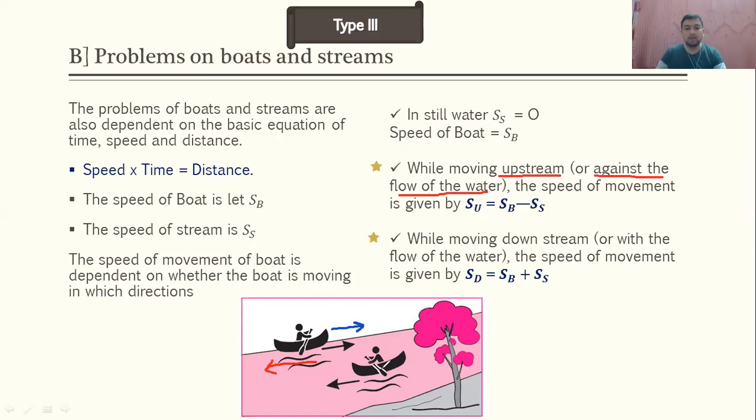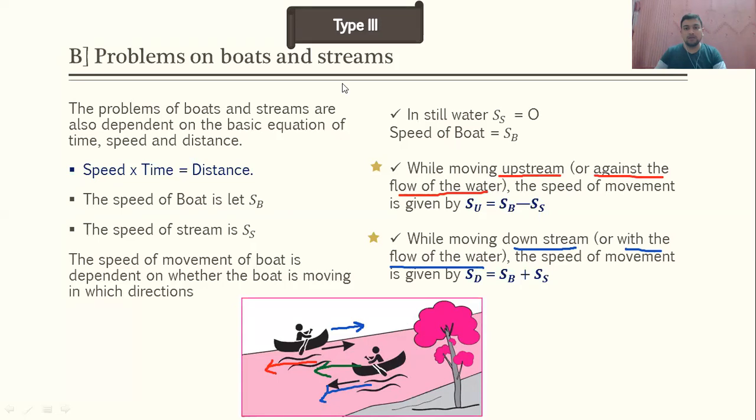Now let us consider this boat. This boat is moving like this, and the stream is also moving like this. So boat and stream, that is flow of water, are in same direction. So that is called downstream or with the flow of water. So boat is moving with the flow of water. So these are the two cases.